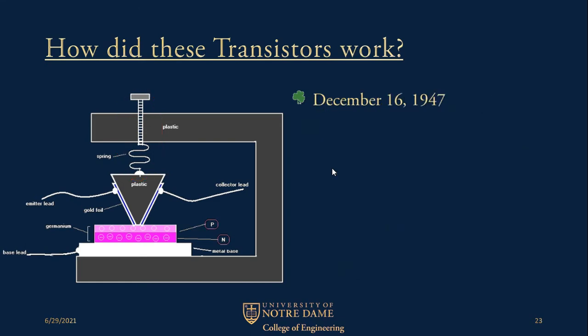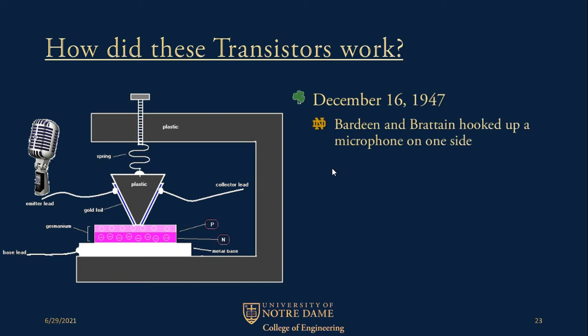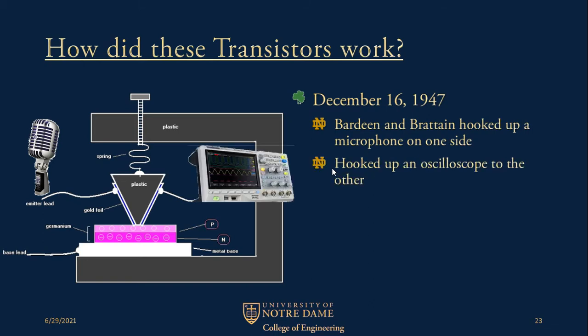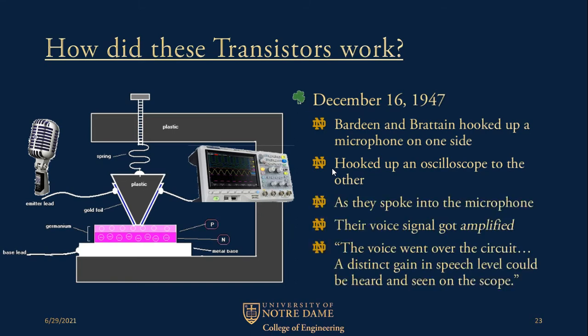In the actual experiment on December 16, 1947, a microphone was connected to an emitter, and then they connected an oscilloscope to the collector lead. So what happened is when they spoke into the microphone, they observed a significant gain in signal on the oscilloscope. The exact quote is, "The voice went over the circuit and a distinct gain in speech level could be heard and seen on the scope." So how did this happen? What's actually physically going on, and how does this contribute to the operation of a computer?